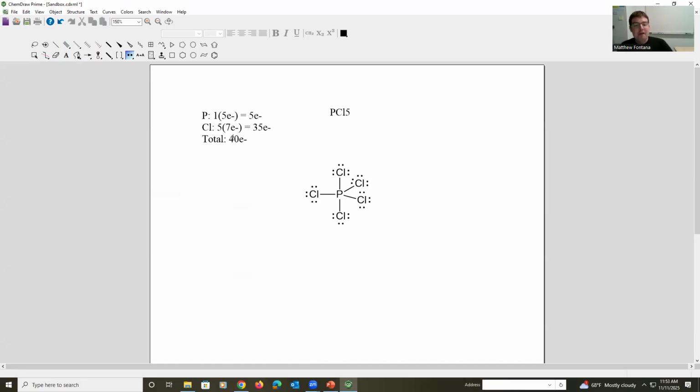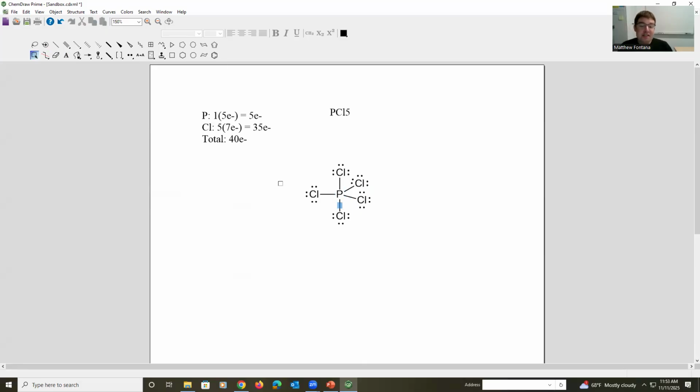And so now what we need to do is check to see if we have an octet on everything. So every chlorine atom has an octet, and that's good. If we take a look at phosphorus, we notice it has a total of 2, 4, 6, 8, 10 electrons.